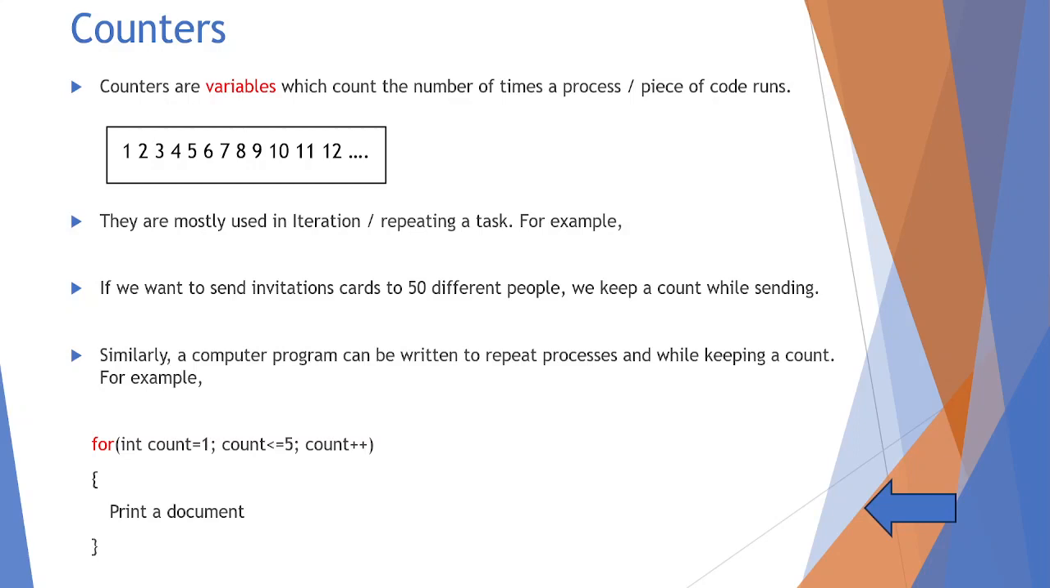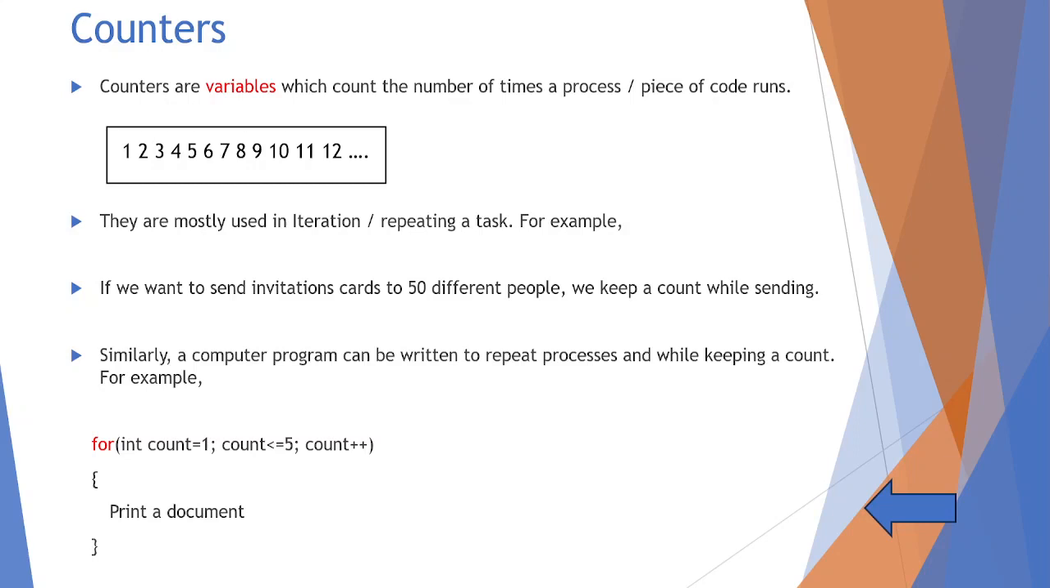A computer program can be written to repeat a process while keeping a count with the for tool. The tool is for. We will learn it a little later on. for int count equals 1, start at 1, count less than or equal to 5, count plus plus. This particular for loop, or iteration statement, repeats the block. How many times? 5 times. Some statements we write, print a document or whatever it may be, inside that.